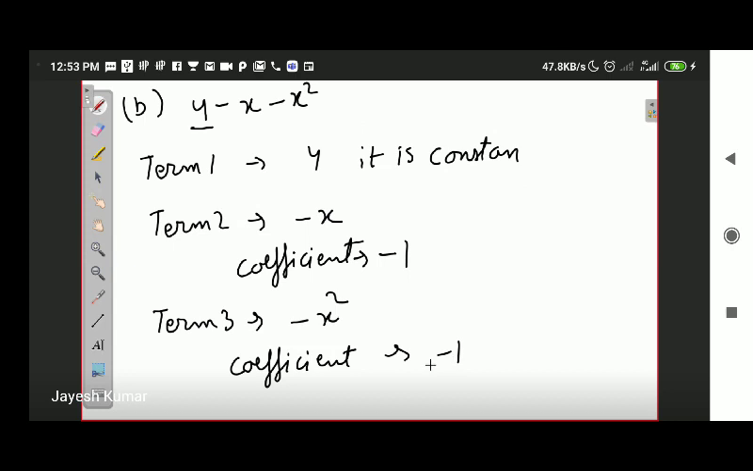Tomorrow we are going to discuss more about the terms and how do we operate the polynomials, how do we add or subtract the polynomials based on like and unlike terms.